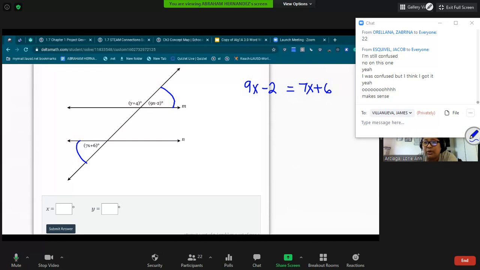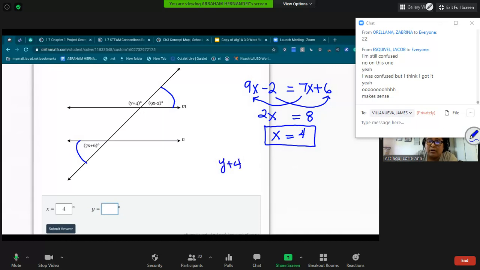So if you have an equation with one variable, that's solvable. So now 9x minus 7x will become 2x, and then 6 plus 2 will become 8. So x is equal to 4, right? Okay, so now we can pair these two together. They form a straight line. So we can make a linear pair, y plus 4 plus 9x minus 2.